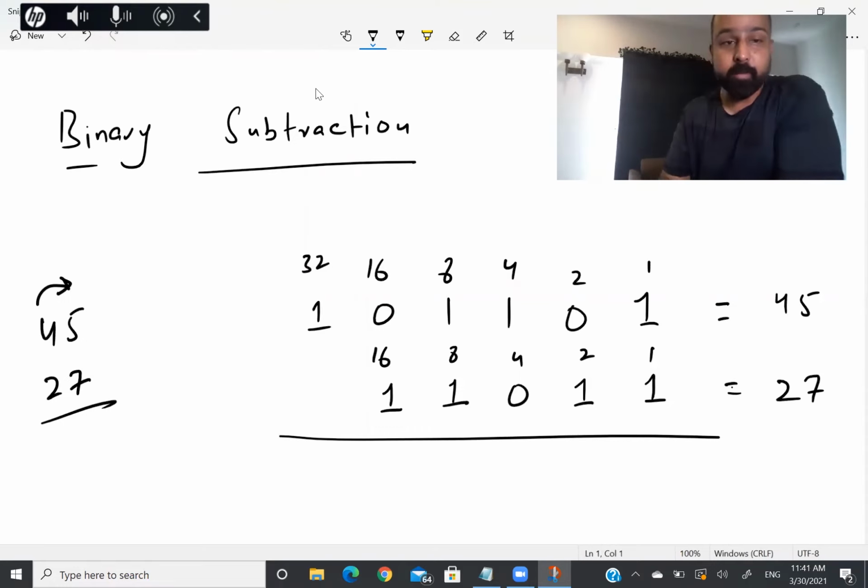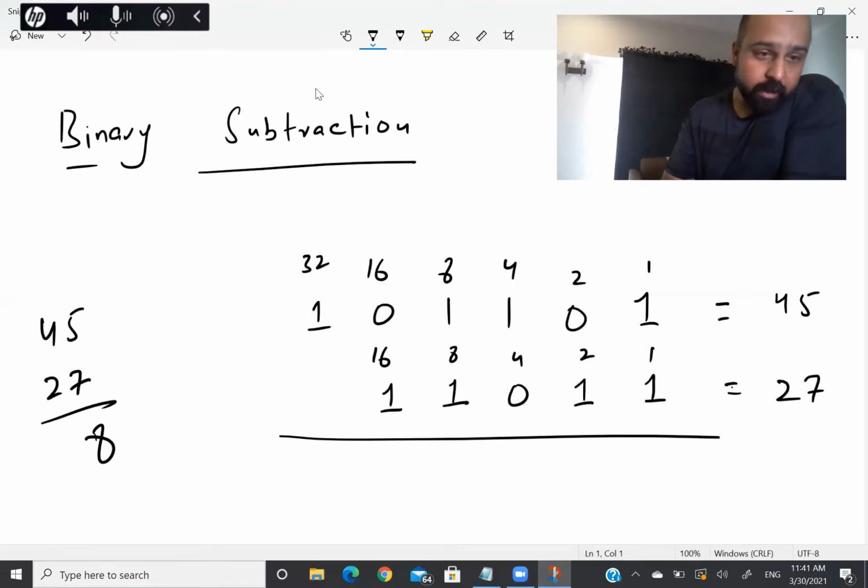So one is borrowed, this will become 15, and from 15, if we subtract 7, we borrowed because you cannot subtract 7 out of 5, right? So people are already good at decimal subtraction. So 15 minus 7, the remainder will be 8. And because we took a borrow from 4, it became 3. Out of 3, if we subtract 2, this will become 1. The answer will be 18. If you subtract 27 out of 45, the answer will be 18.